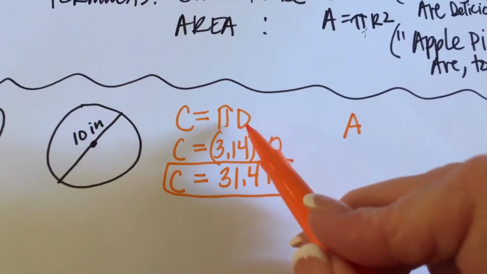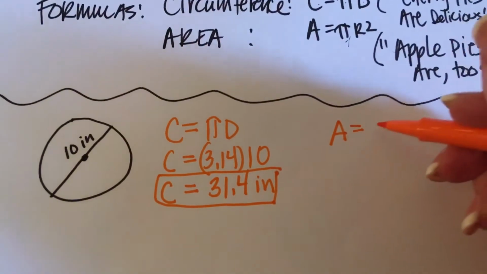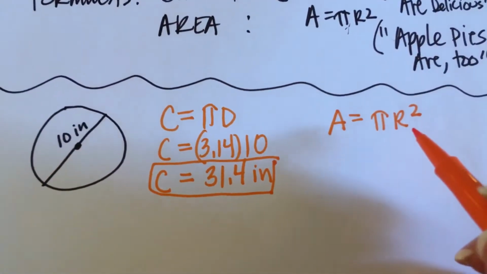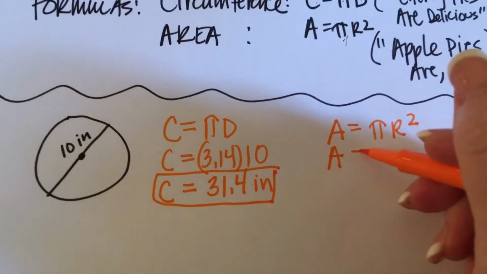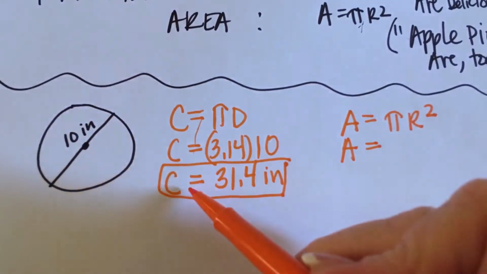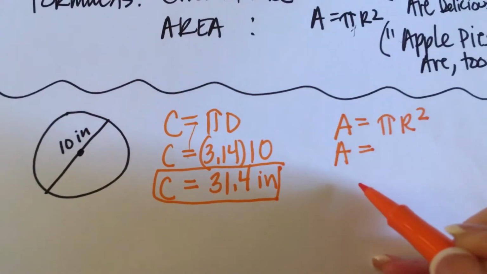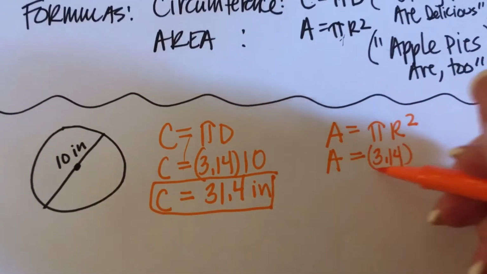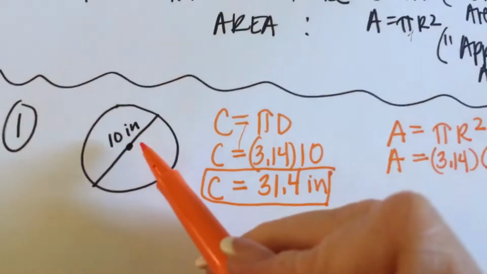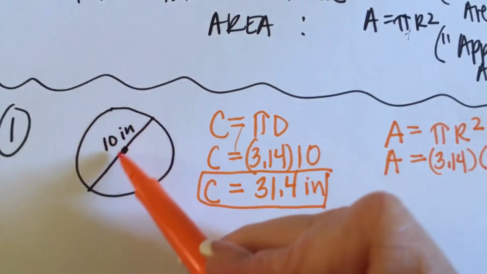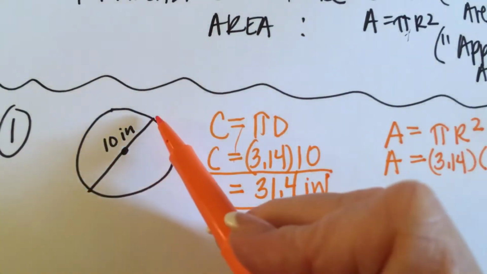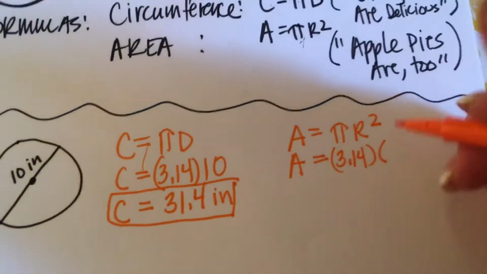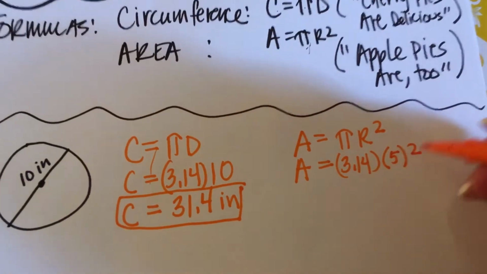Cherry pies are delicious. Apple pies are 2. A equals pi r squared. So area equals, remember in algebra we're lining up all those equal signs straight up and down. Pi is 3.14 always. And then radius. Just remember that the radius is halfway across. So radius is going to be half of what the diameter is. It's going to be 5 here. So radius is 5 squared.